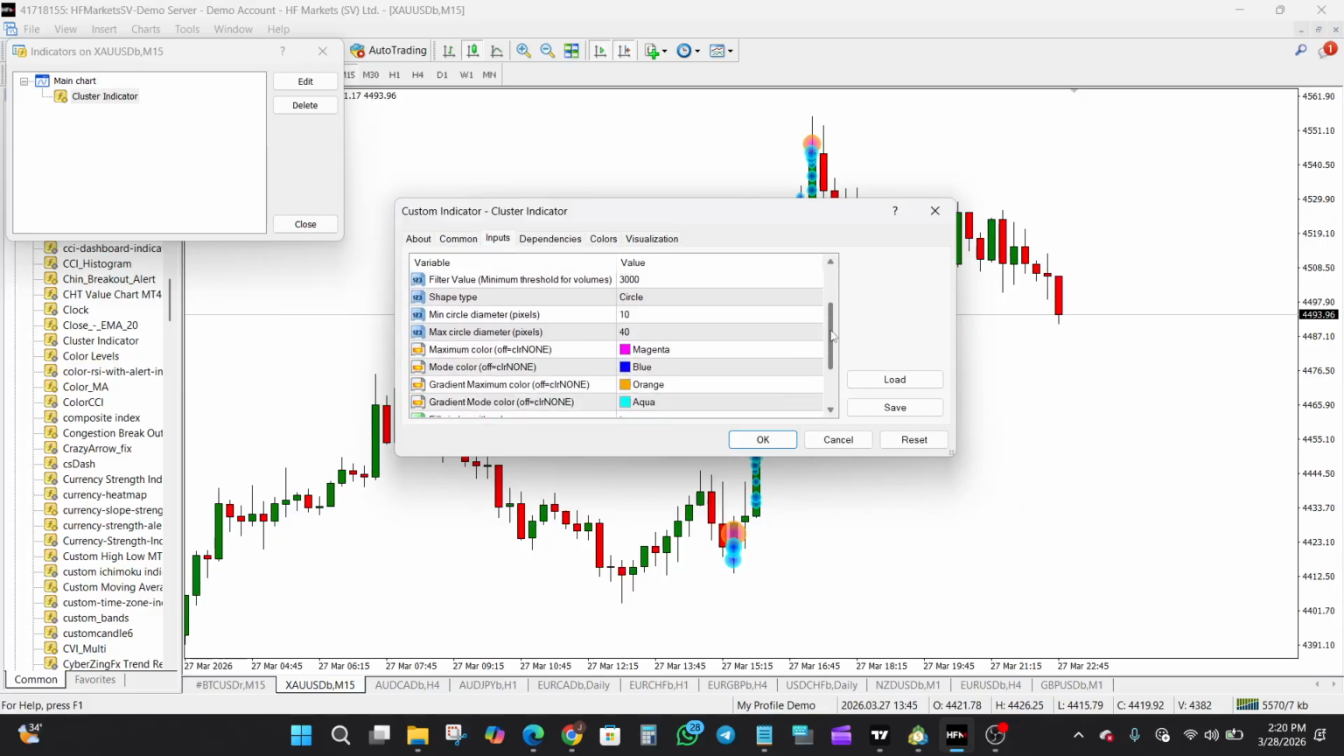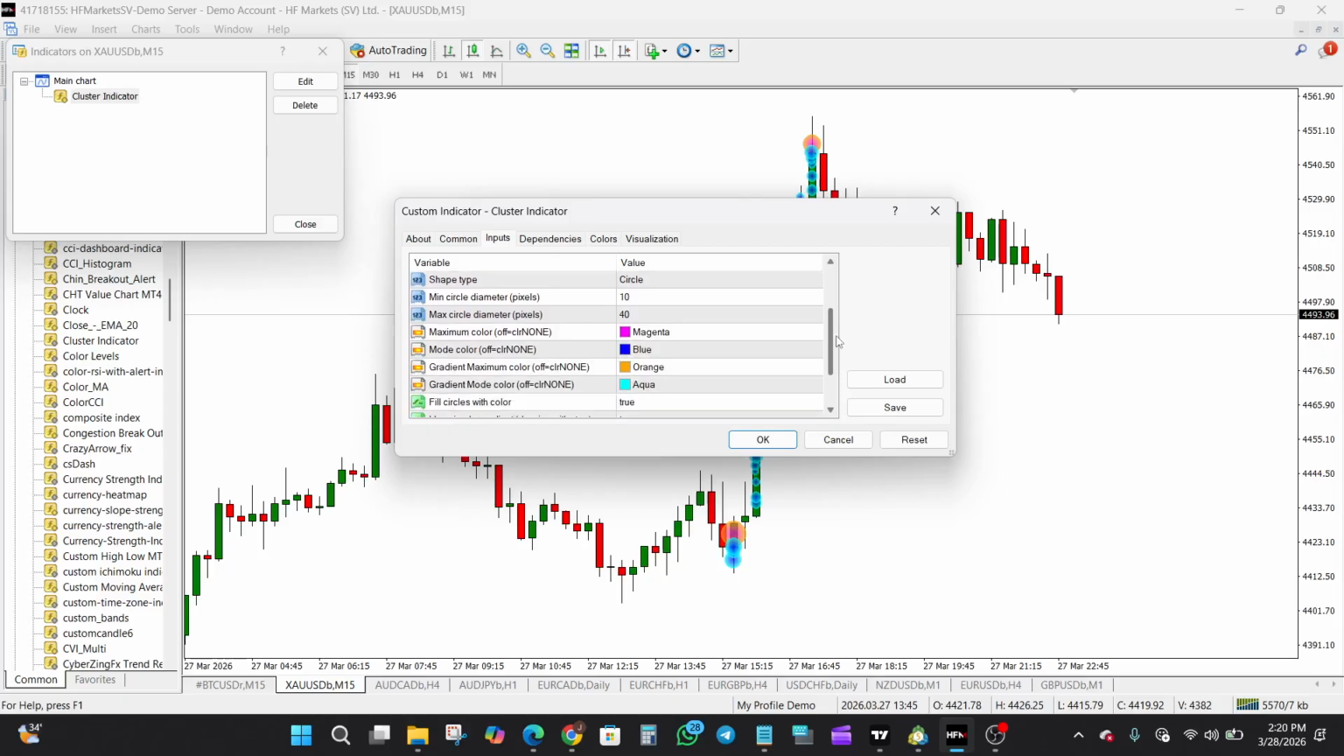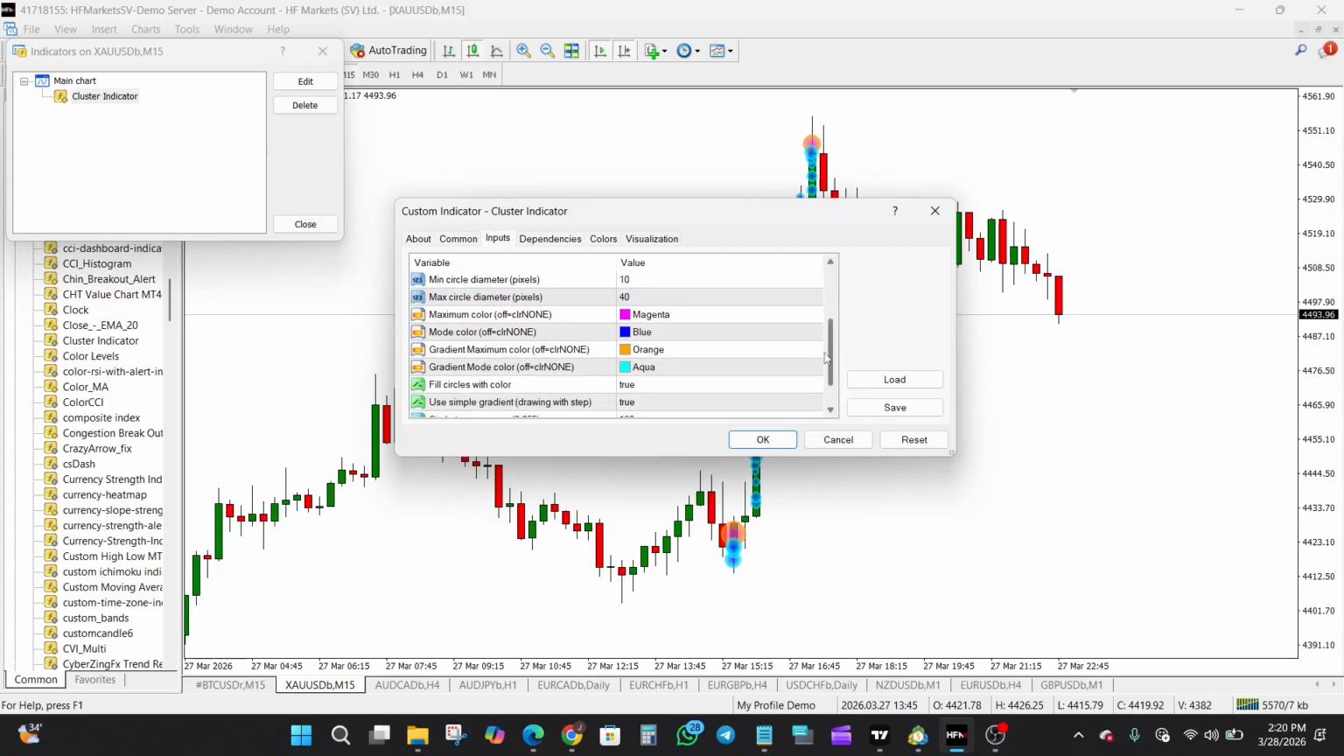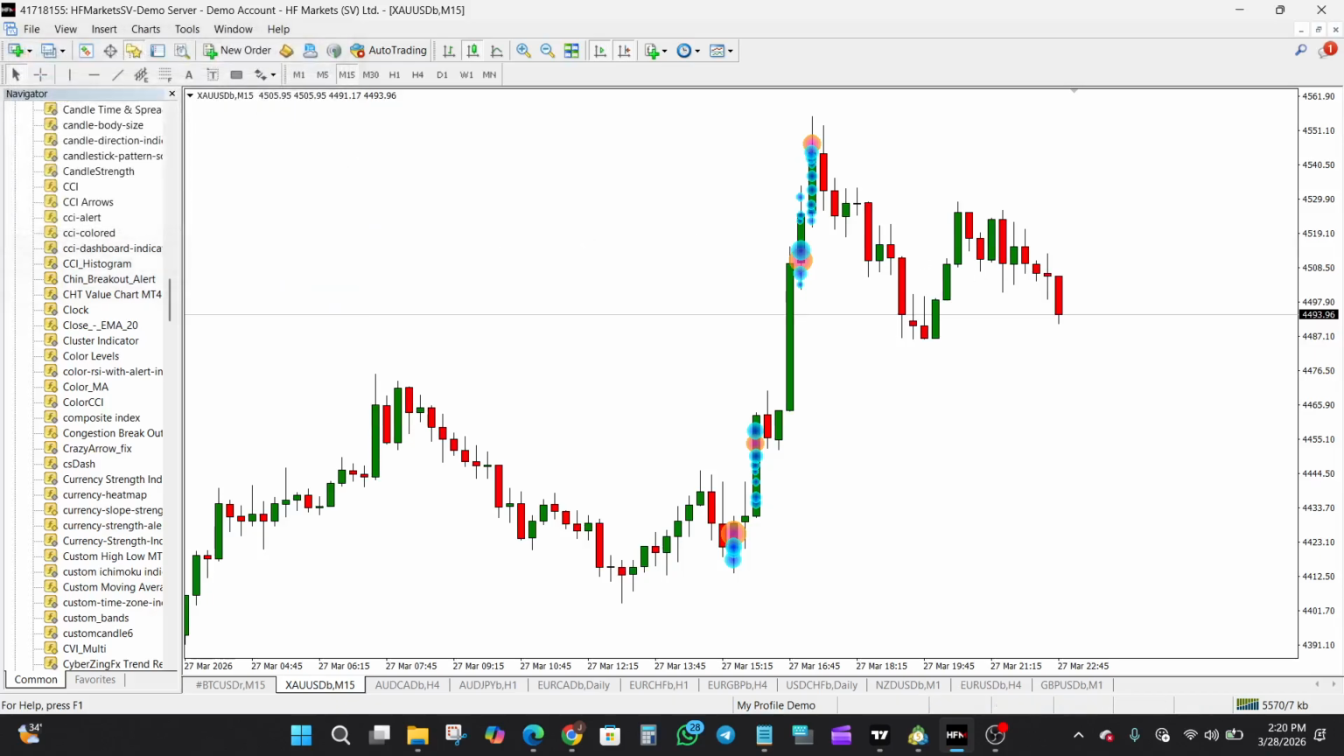All right, so we can see the different inputs here, which you can modify according to your taste. You can feel free to edit the settings. Basically, the cluster indicator highlights price levels where trading volume meets or exceeds a specified threshold.